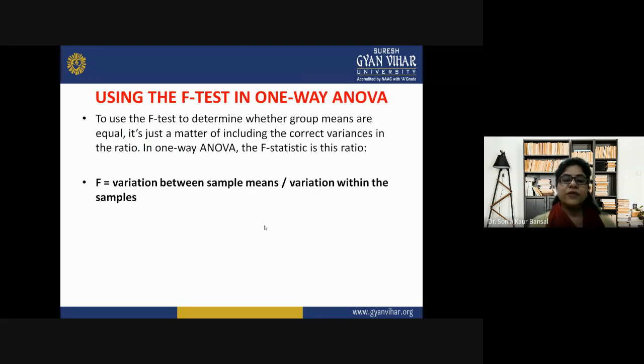Now, using the F-test in one-way ANOVA. How does it work? One-way ANOVA.